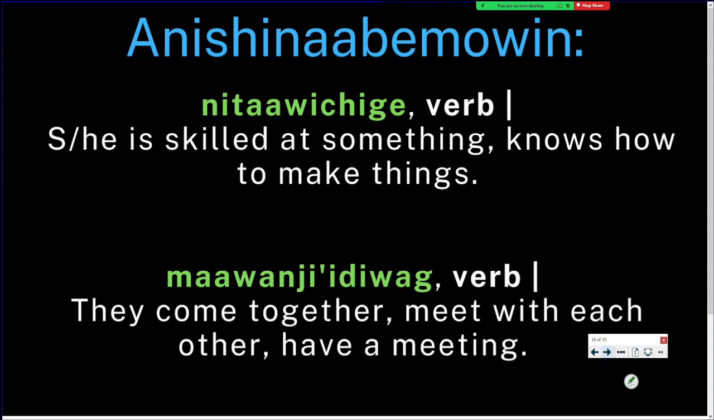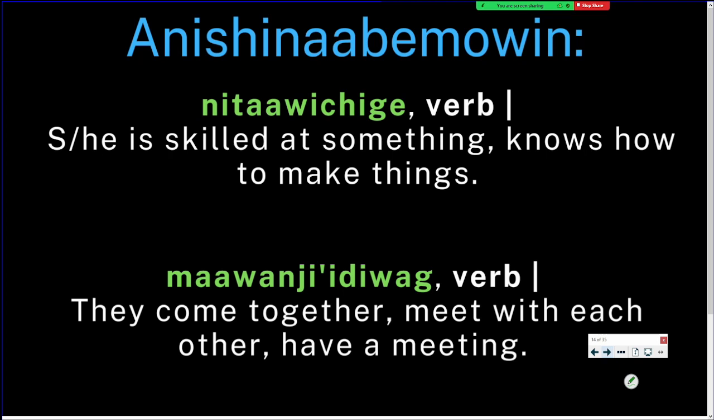Nita Wachige is she or he is skilled at something, knows how to make things. So it's a verb. And Mawa Anji Digawag is they come together, meet with each other, have a meeting. So again, I apologize if I am not pronouncing these words correctly. I'm trying my best. But anybody out there want to correct me, I would be much obliged. So we got two words to do with skills and meeting.